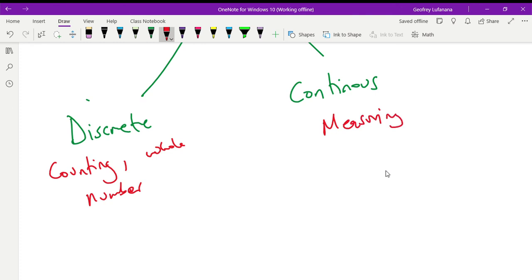Now, in measuring, you will most likely have whole numbers, but include fractions or irrational numbers. So if you measure people's weight, you will have 25.7, you'll have 98.2 along the way. If you measure people's heights, you'll have points in there.